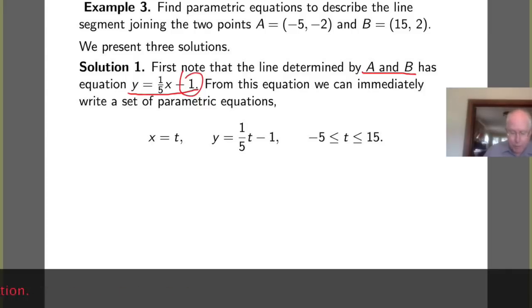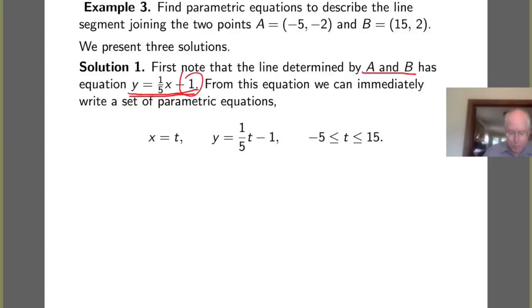Now, once you have Cartesian equations like this, a very easy way to get a set of parametric equations is to simply let the independent variable x equal t, and then y equals 1/5 t minus 1. And of course, t has to go from the point (-5, -2) to the point (15, 2), and so the t value, which really gives us the x, runs between minus 5 and 15.